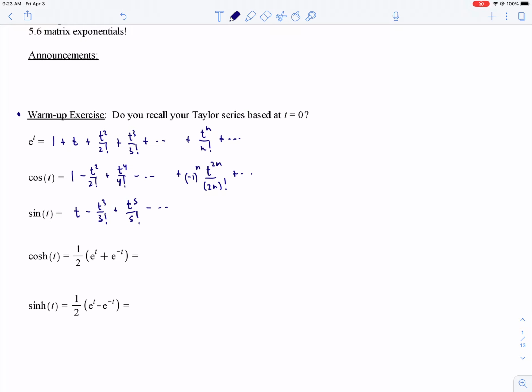Hyperbolic cosine is 1/2 times e to the t plus e to the minus t. And if you go stare at the e to the t power series, you'll see that this process cancels out all of the odd powers, and the even powers are all the same, so that when you divide by 2, you get something that looks like cosine, except all the signs are plus.